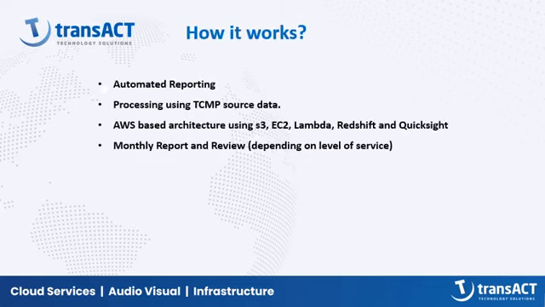So how does the FaaS process work? Well, it's automated reporting, and it processes data directly from TCMP. So TCMP is actually a prerequisite of FaaS. It's based entirely on the AWS architecture. So that's things like S3, EC2, Lambda, Redshift, and QuickSight. And we not only provide monthly reports, but we also provide a monthly review as well.